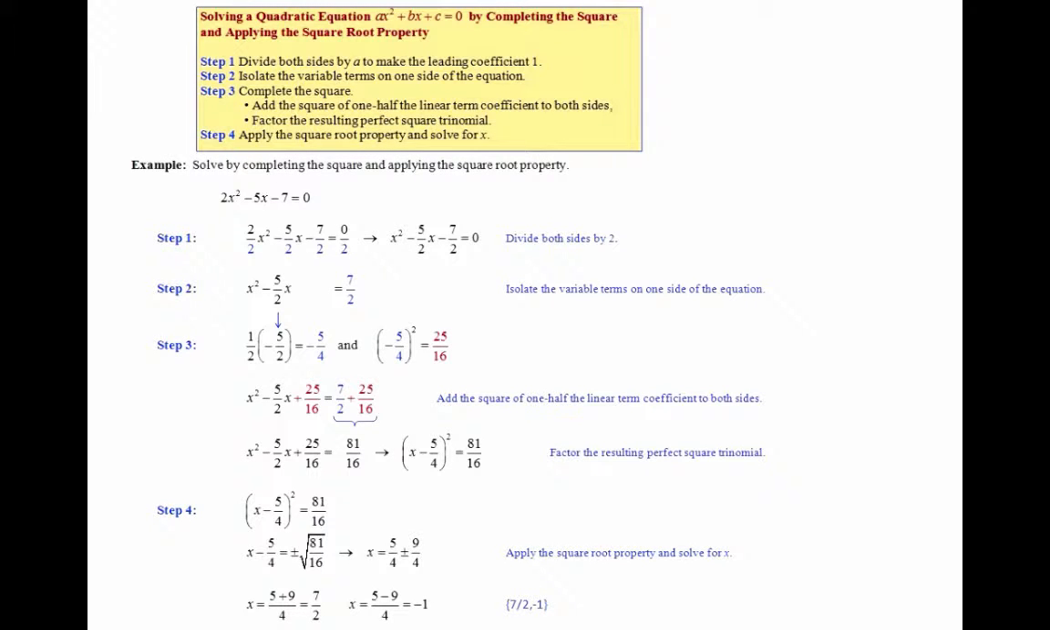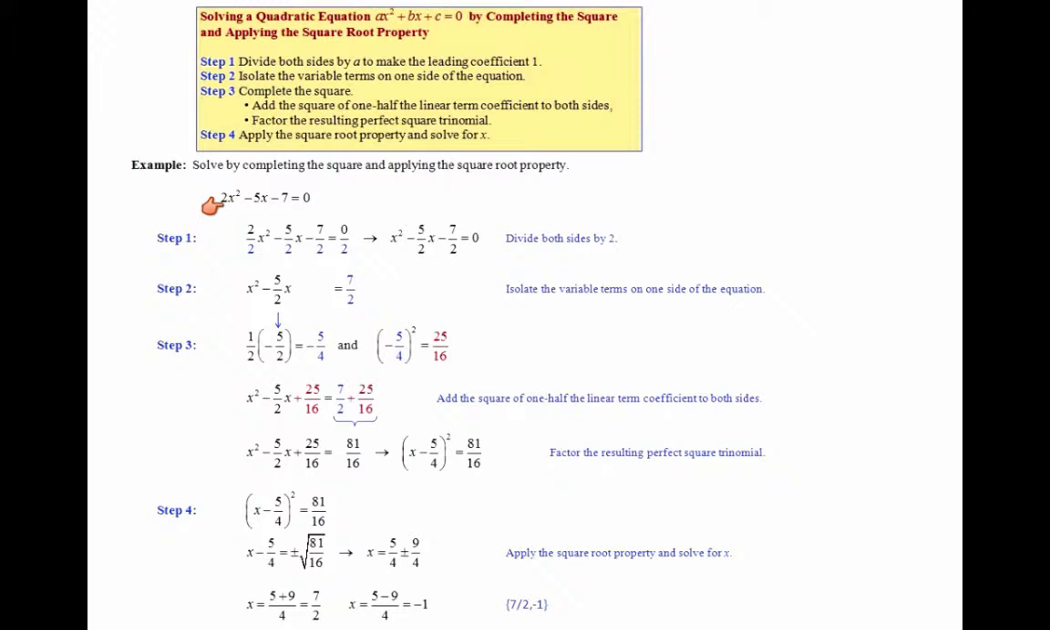Solving a quadratic equation ax squared plus bx plus c equals 0 by completing the square and applying the square root property. These are the 4 steps we have here. The first step is to make sure that the coefficient of x squared is equal to 1, because this method only works when the coefficient of x squared is equal to 1. As I go through these steps, I'm going to look at this example and see how to solve this using this method.